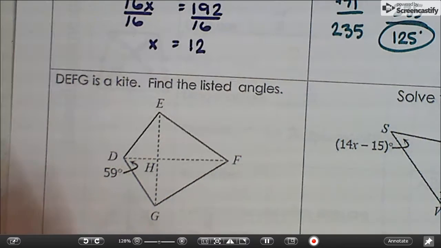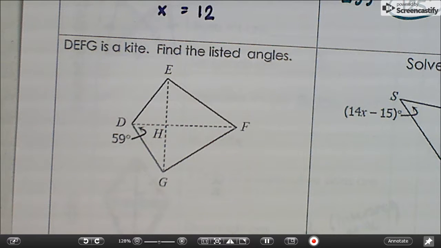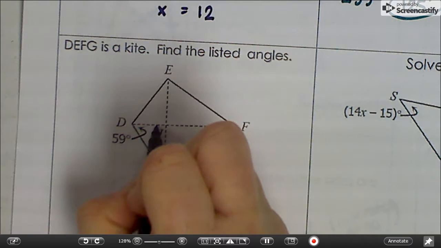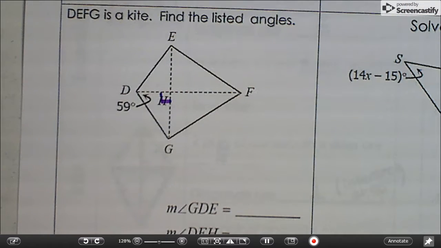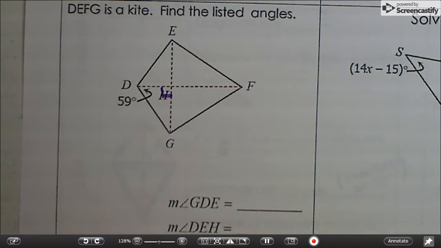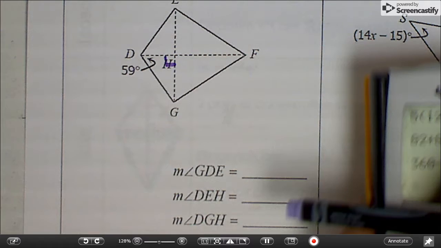Let's keep going. A kite. All right, the coolest thing about a kite is that the first thing you should do if you have the diagonals is draw your little right angle mark in there. We want to find these things down here. There's 3 of them, so I'm going to move it up because we know it's a kite.